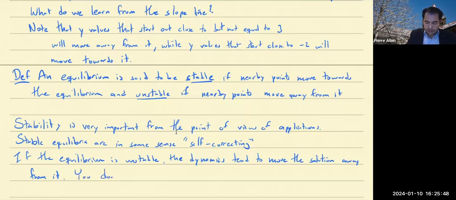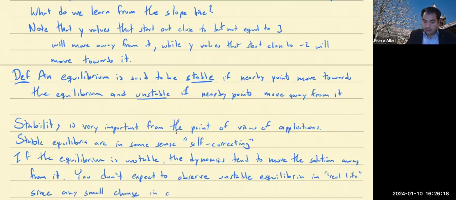You don't expect to observe unstable equilibria in real life, since any small change in conditions, things like experimental error, move the system away.